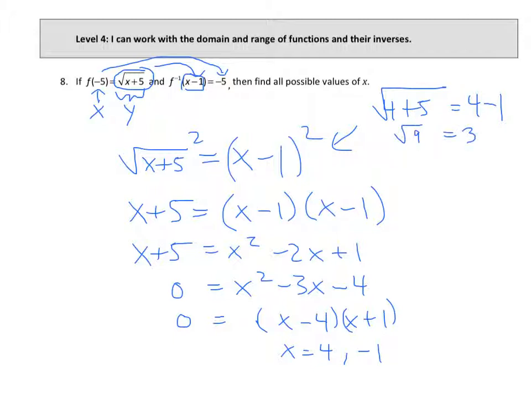Then I'm also going to try the negative 1. So square root of negative 1 plus 5 equals negative 1 minus 1. And negative 1 plus 5 is 4. Square root of 4 does not equal negative 2. So that was an extraneous solution, and our answer is x equals 4.